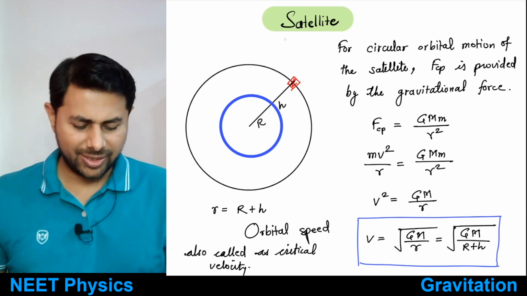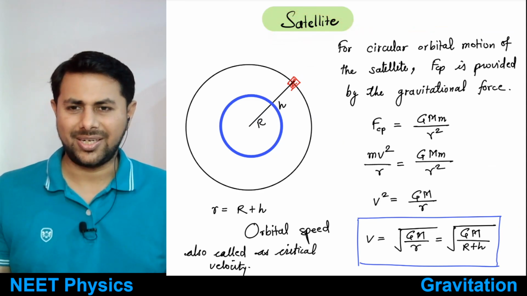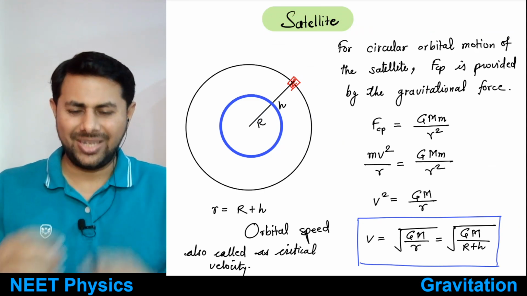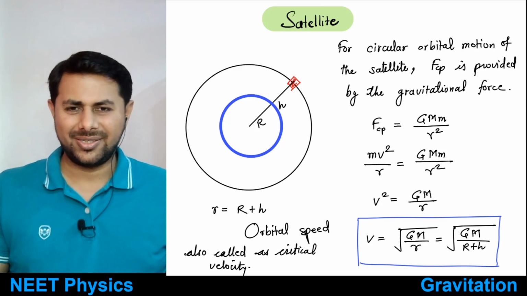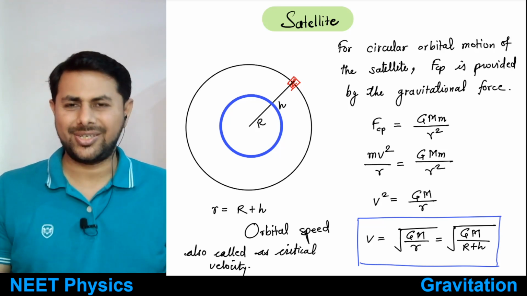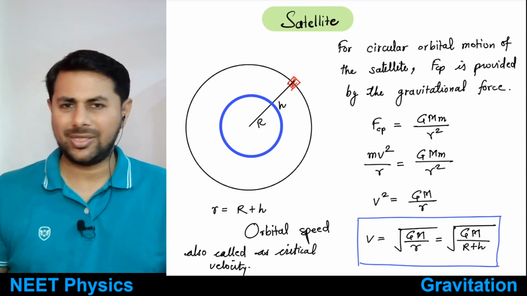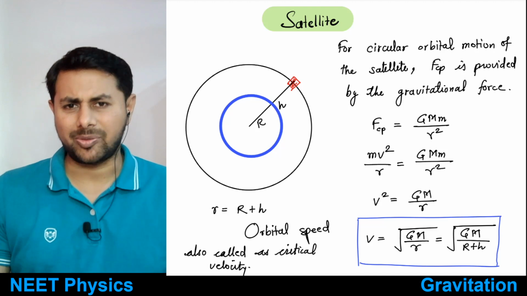Let's talk about the next point, which is a satellite. Okay, so what is a satellite? Anything that revolves around a planet, right? So the moon is a natural satellite, and we also launch some artificial satellites for communication purposes.